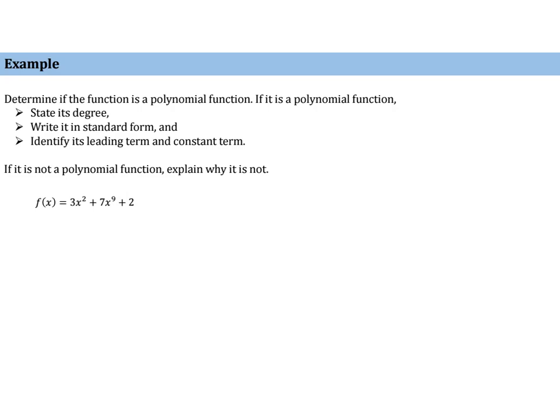Let's take a look at an example. Here we have a function. The question is whether or not it's a polynomial. And if it is, we need to write it in standard form, state the degree, and identify the leading and constant terms. So let's first notice that this is a polynomial.